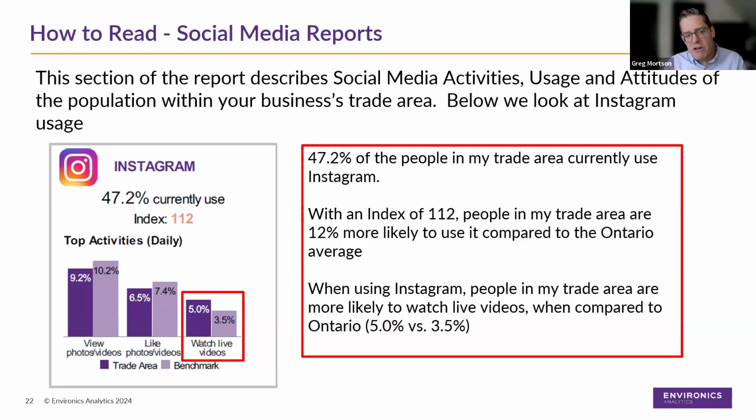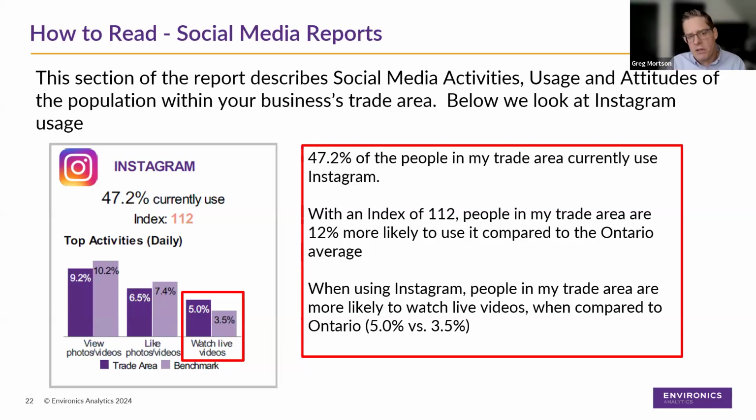So in this section of your report, you'll be able to see the percentage of people within your trade area that are currently using Instagram. In this case, it's 47.2%. And you'll see that the index value indicates that people within my trade area are actually 12% higher than the provincial average for using this social media platform. So it's a popular media platform for people within my trade area.